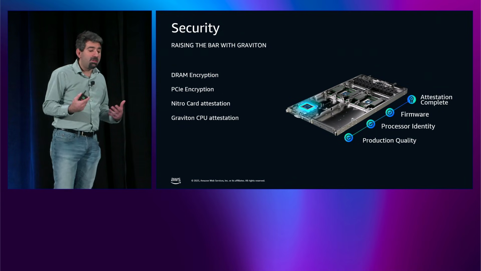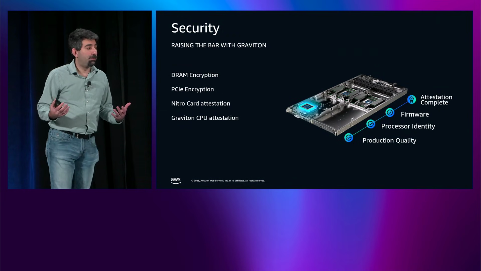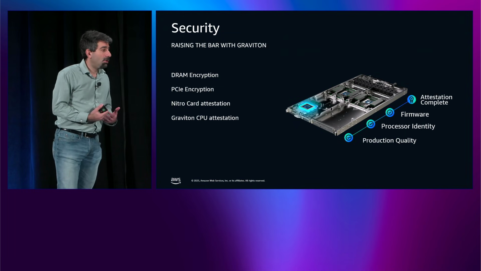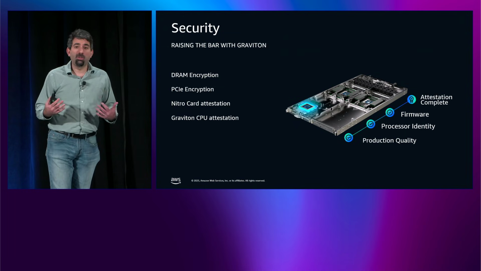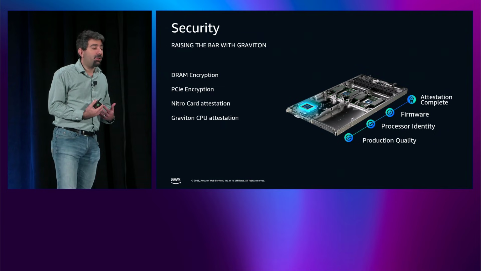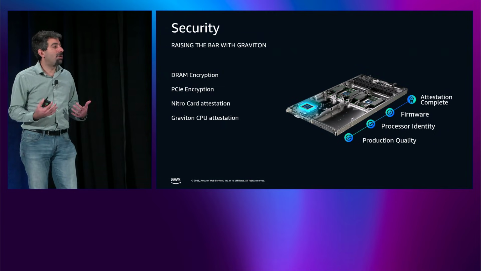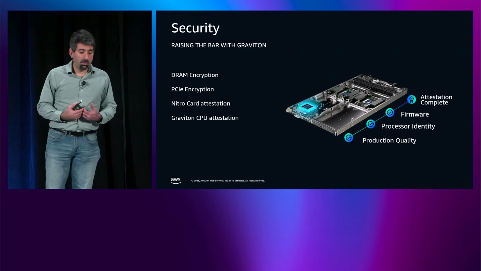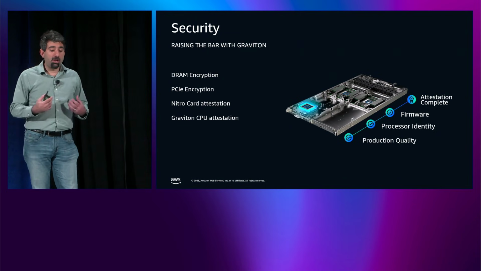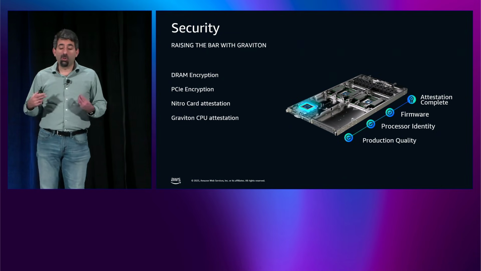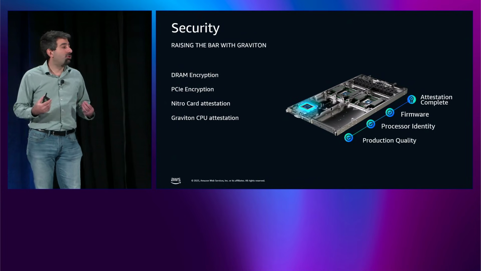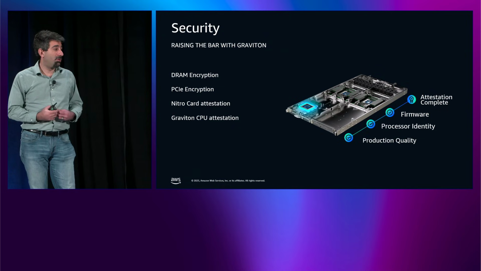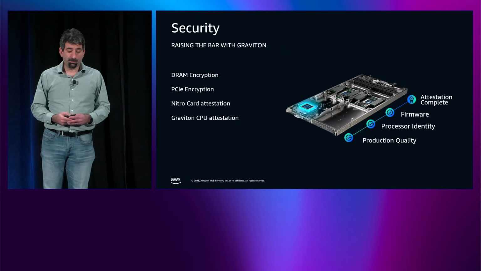With Graviton, we've been raising the bar on our system security. Graviton 2 was the first system to support DDR encryption. Graviton 4 was the first system we had to support PCI encryption. We took the attestation process that we have in our Nitro cards, and in Graviton 4, we added it to our Graviton CPUs so that we know every chip in our data center is a known production quality device and running the firmware that we expect. And we can continuously measure this through the lifetime of the server.